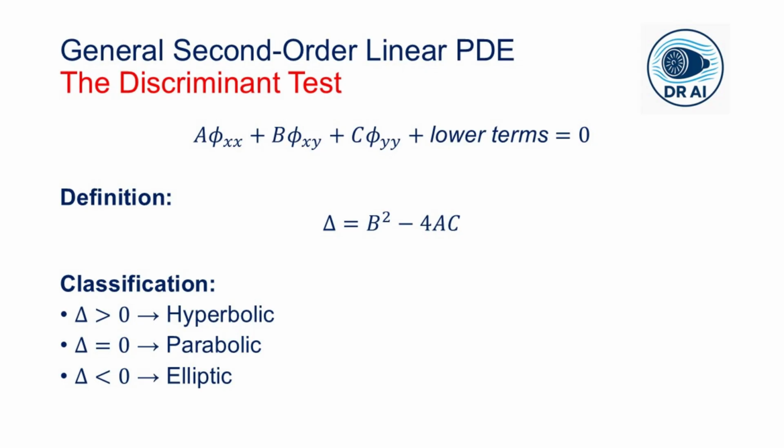of the body. Specifically, if b squared minus 4ac is greater than 0, the equation is hyperbolic. Two distinct real characteristic directions exist. If b squared minus 4ac equals 0, it is parabolic, with one repeated characteristic direction. And if b squared minus 4ac is less than 0, it is elliptic, which means it has complex characteristics.